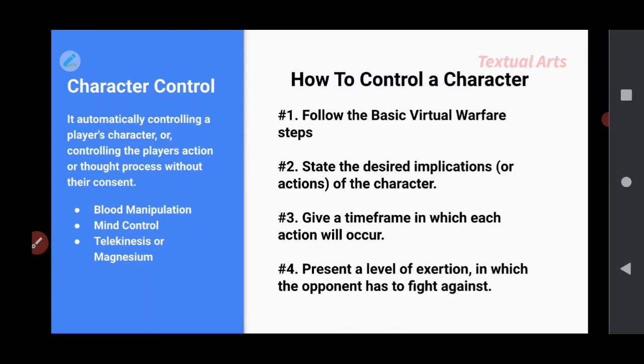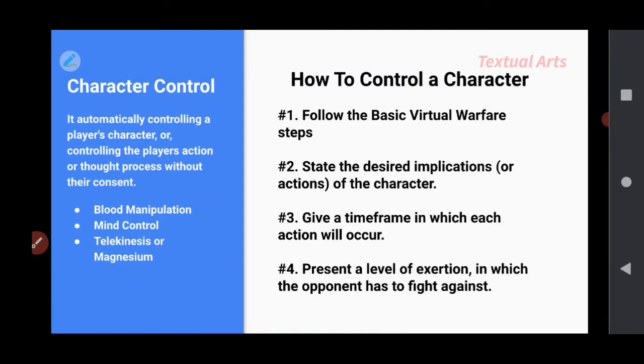But this is important because you can't just say that you control your character and they have no way of fighting against it. They should be able to have a fighting chance to stop you from controlling them, even before or during the time that they are being controlled. So you should present a level of exertion in which the opponent has to fight against.